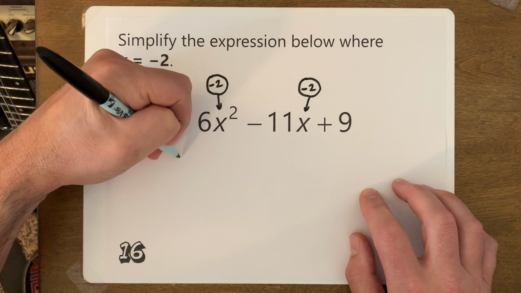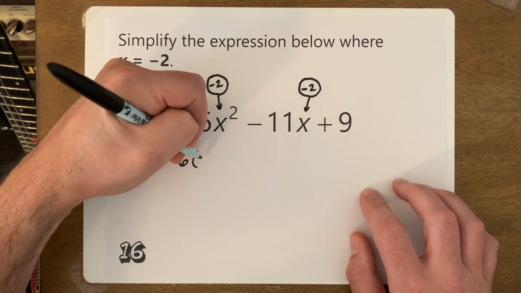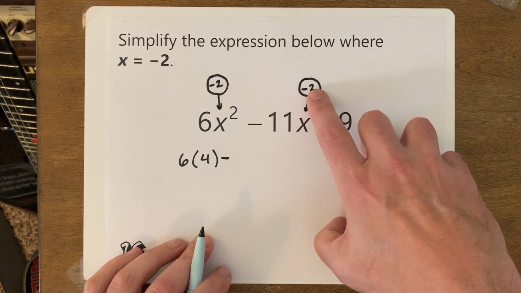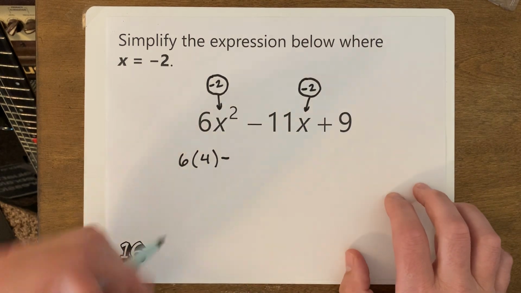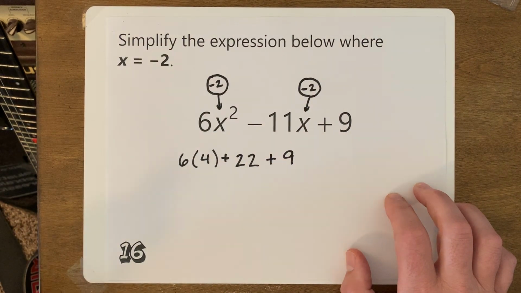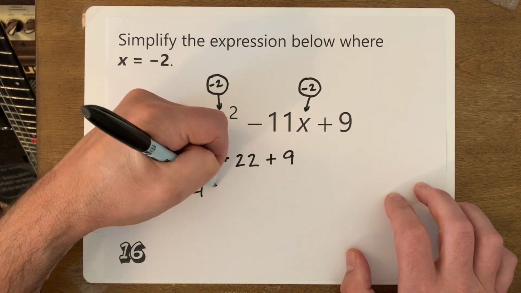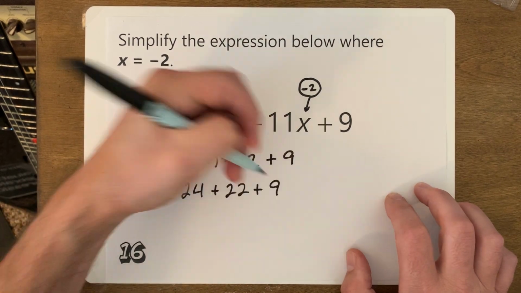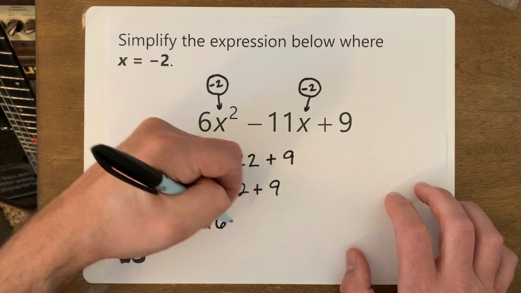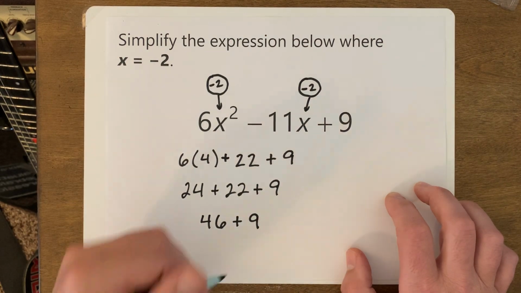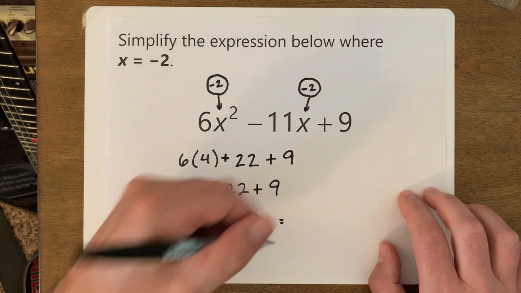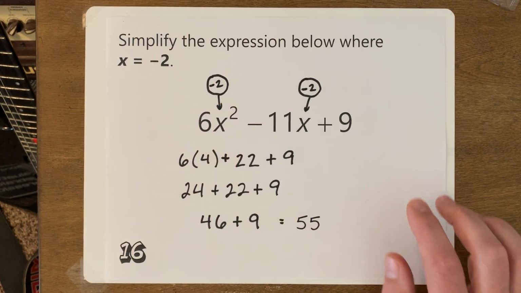Okay, now we simplify. We got 6 times -2 squared is 4 minus. Okay, now we have 11 times -2. Well, that's going to be -22. But there's another negative right there, which means this should be a +22 plus 9. 6 times 4 is 24 plus 22 plus 9. Okay, 24 and 22 should make 46 plus 9. And 46 plus 9, well, 46 plus 10 is 56, but 9 is 1 less, so it should be 55 for that. So that whole expression should give you 55.